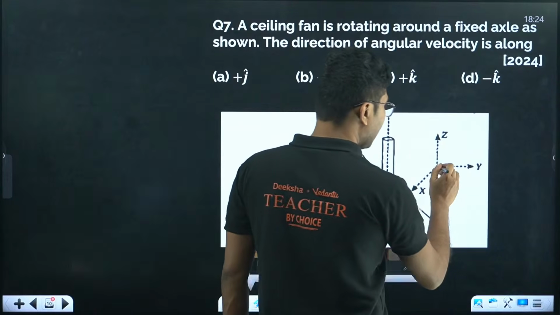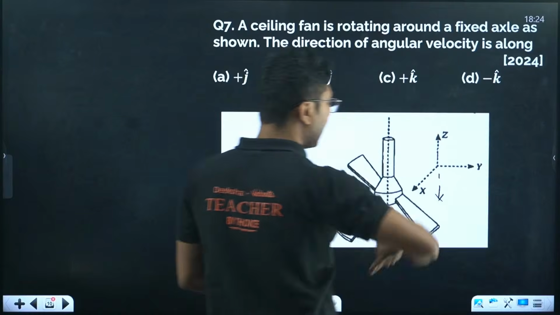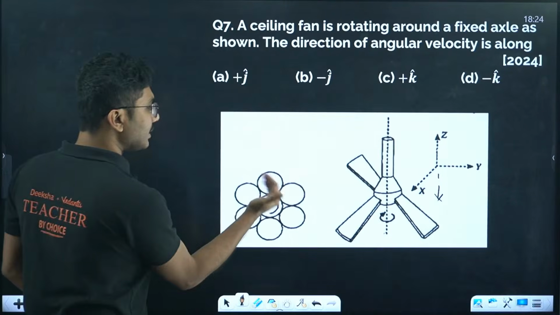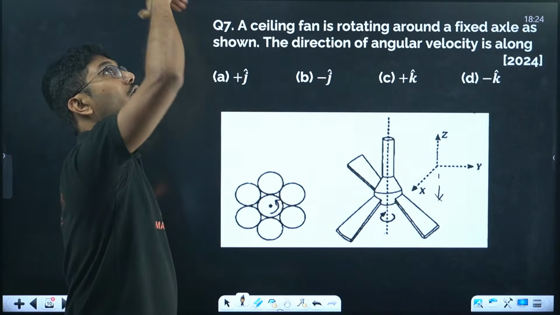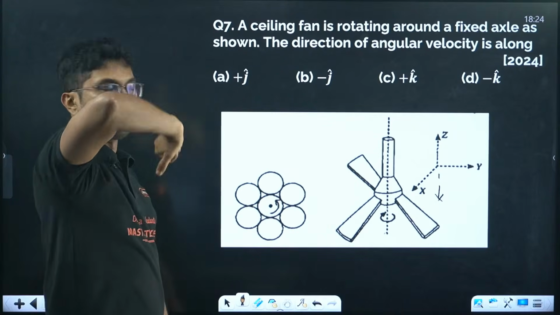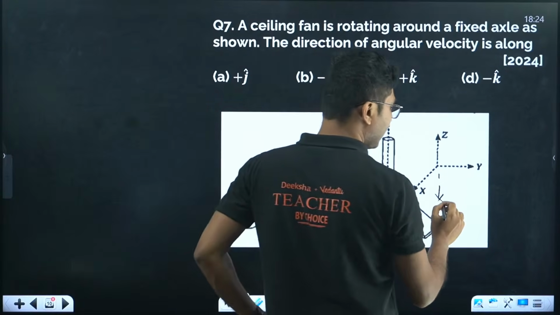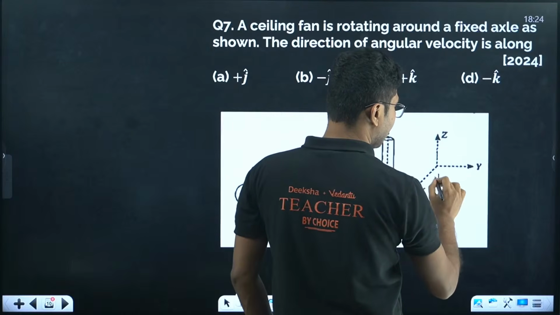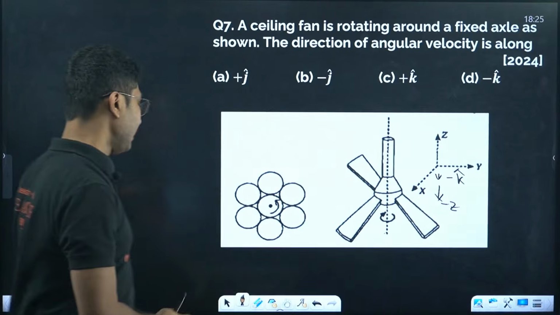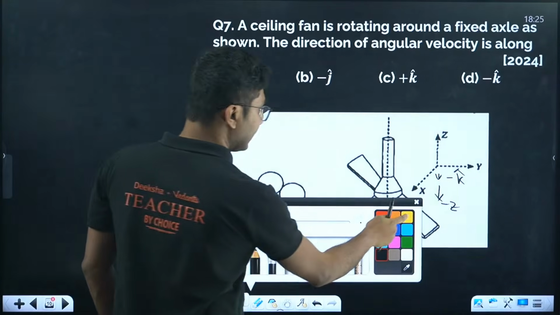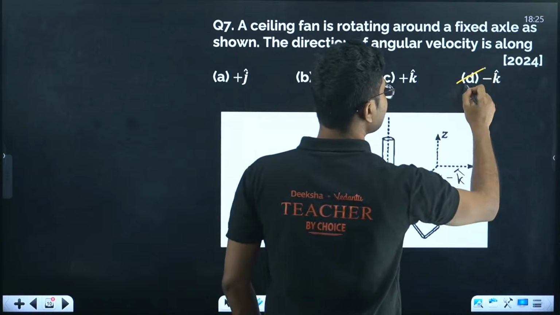So if you see here, the angular velocity is downward. This is the bottom view, so from top, if you do that, it will actually be coming down. Coming down means what is the direction? Negative z axis. Negative z axis means unit vector is minus k cap. So in this case the answer will be minus k cap.